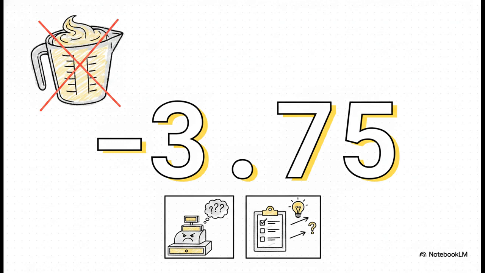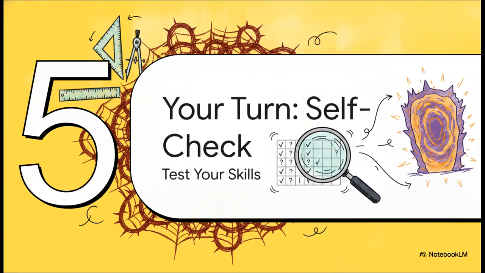A negative result in a physical, real-world constraint problem like this means you probably subtracted when you should have added, or maybe you just lost track of a negative sign along the way. Always pause and ask yourself, does this number actually make sense in the real world? Section 5. Your turn. A self-check.